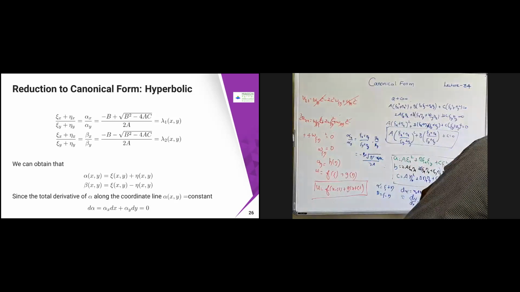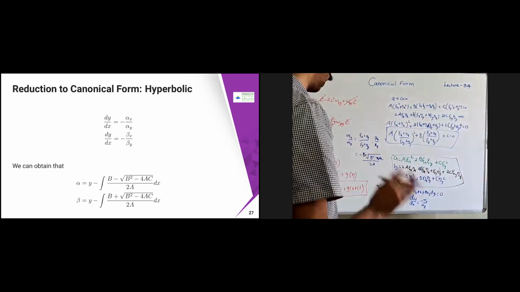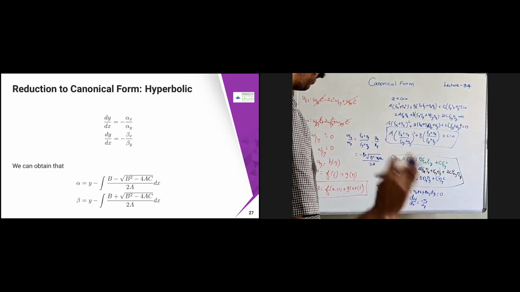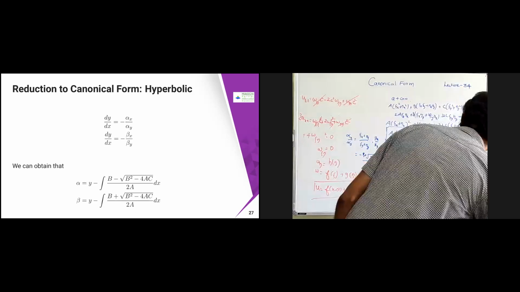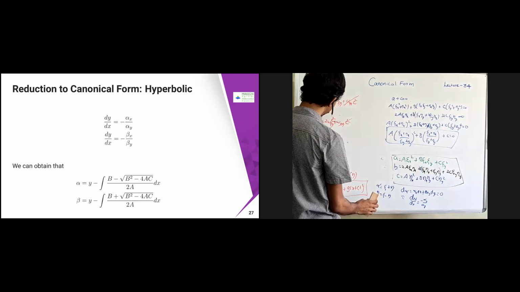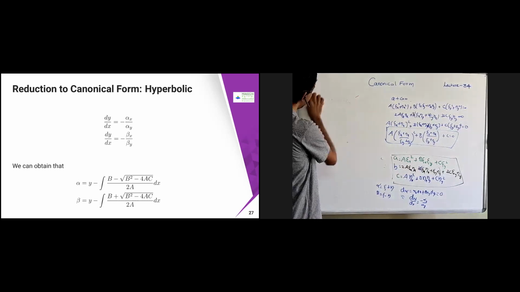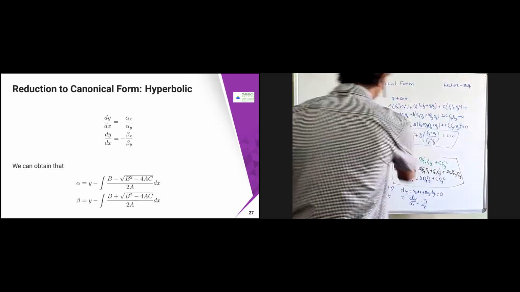Once you substitute that, you are going to get alpha, the same thing whatever we did in the earlier case, almost the same thing is going to come. Alpha equal to y minus integral of b minus square root of b square minus 4ac, and similarly beta equal to y minus b plus square root. So our alpha and beta are going to become like this.